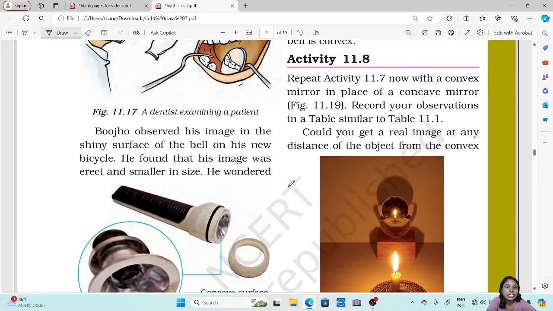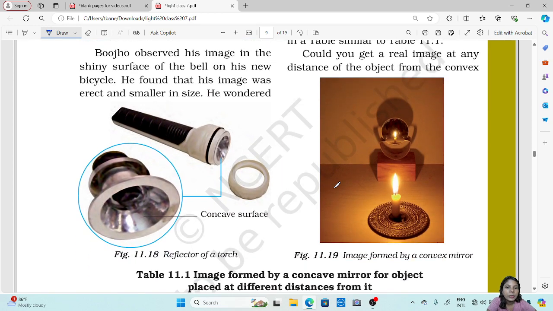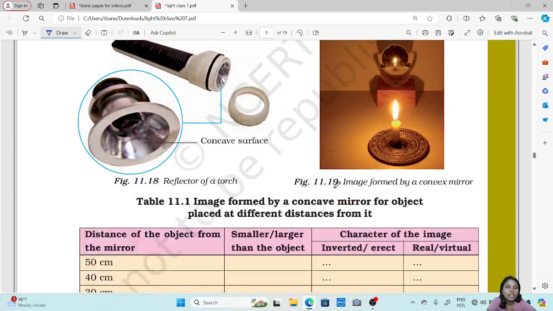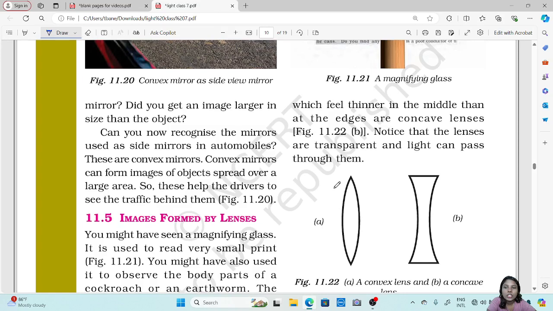Now repeat activity 11.7 with the convex mirror. So initially we did that activity with a concave mirror. Now when we do it with a convex mirror, we could see an image at any distance of the object from the convex mirror. Did you get an image larger in size than the object? Can you now recognize the mirrors used as side mirrors in automobiles? These are convex mirrors.